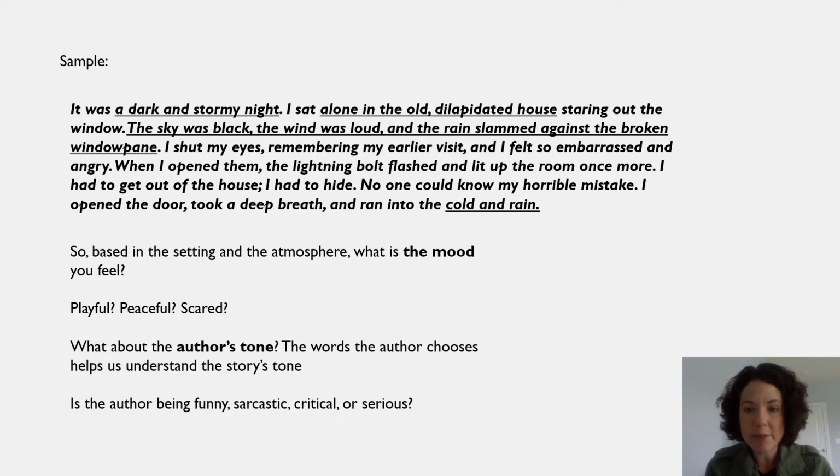Okay, so let's think about this. Let's start with the mood. The mood is how you feel when you read it. So I see words about the setting, and I know that I look for setting words when I'm looking for mood. I see that it was an old, dilapidated house. I see that it was dark and stormy. It was raining and things were broken.